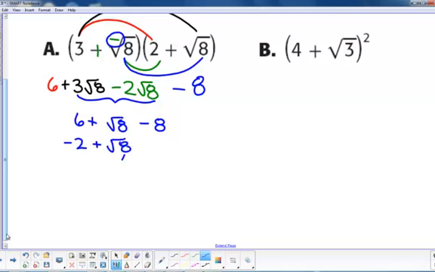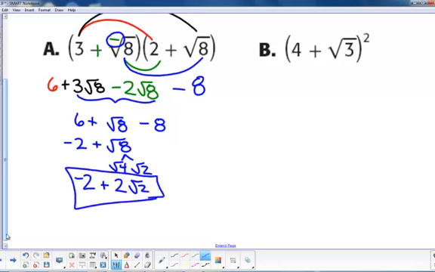And root 8 is simplifiable. This is 4 times 2. So our final answer is negative 2 plus 2 root 2. We cannot put those together because they are not like terms, so we are done.